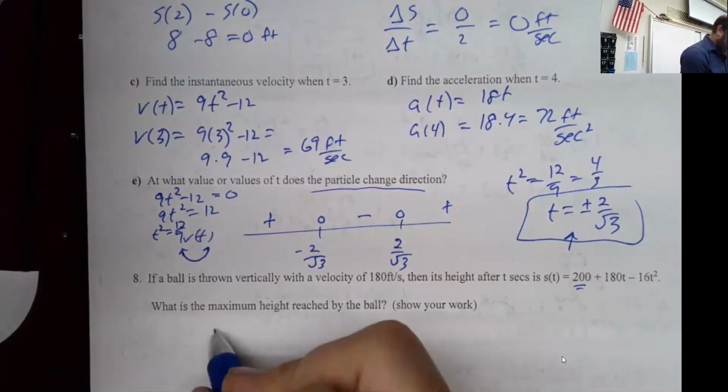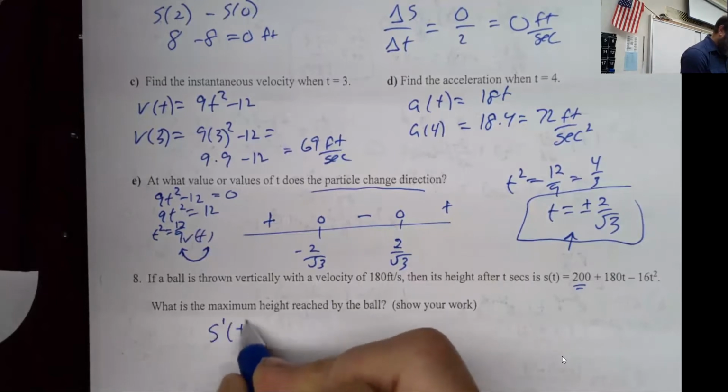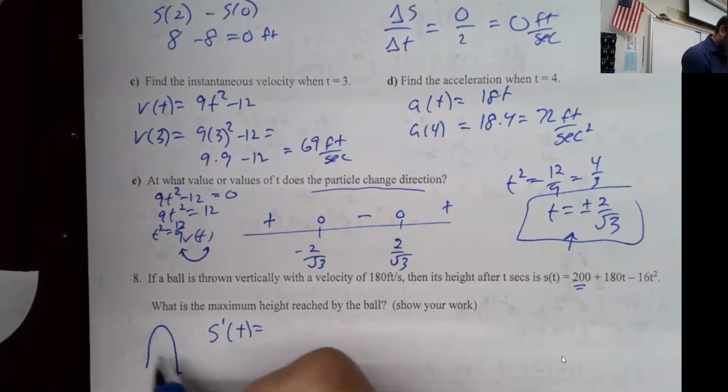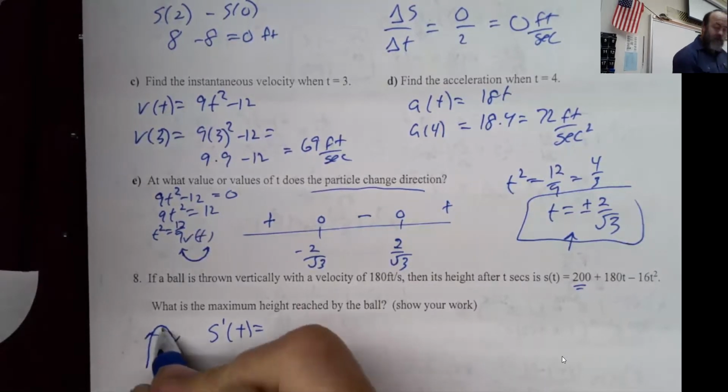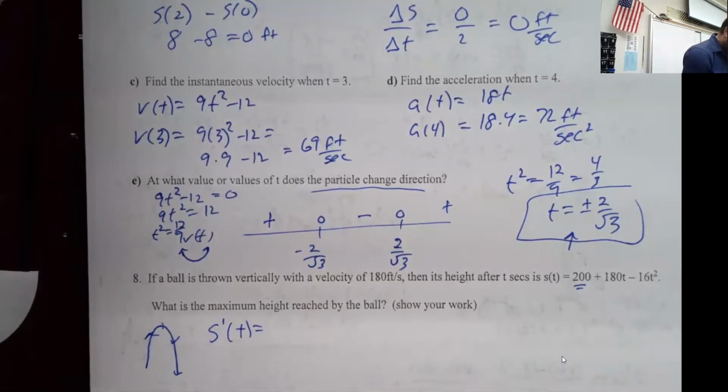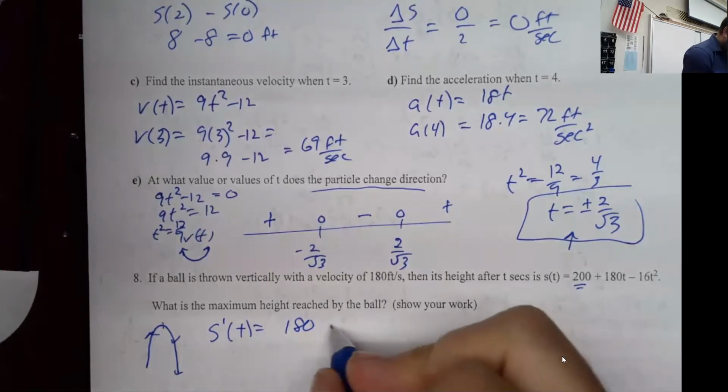Well, the maximum height of the ball is going to happen where the derivative equals 0, because of course it's going to go up and it's going to come down. So the velocity is going to be positive, and then whatever it turns out to be negative, that would be that value. So when I take that derivative, I've got 180 minus 32t.